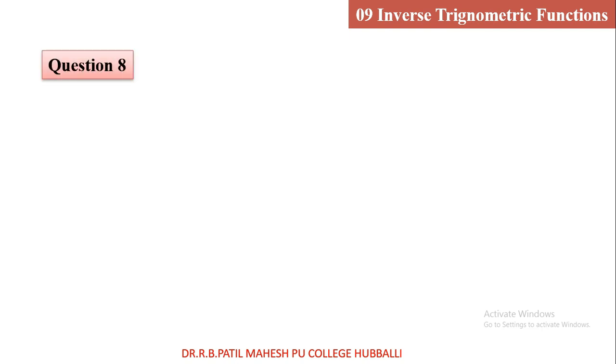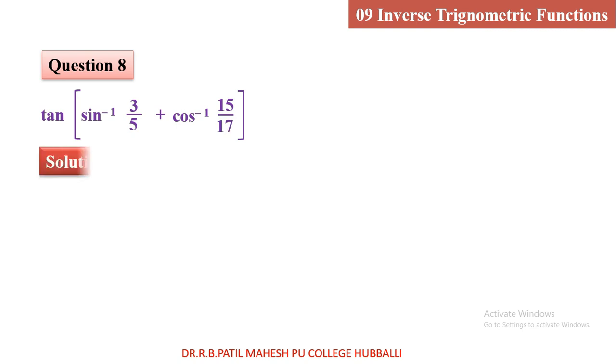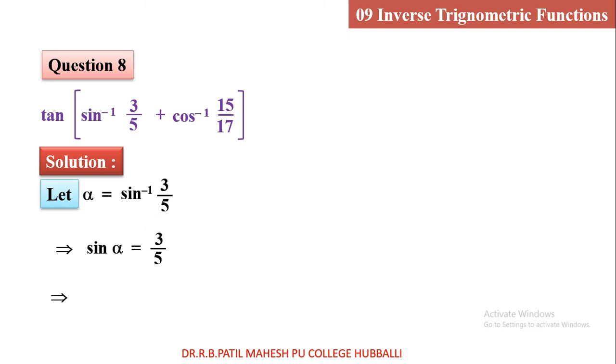Let me take the next question. All questions are in the same format. The value of tan of (sin inverse 3 by 5 plus cos inverse 15 by 17). Again you need to solve that, taking alpha as sin inverse 3 by 5. Sin alpha is 3 by 5. By right angle triangle and the Pythagoras theorem, express it as tan alpha, that will be 3 by 4.